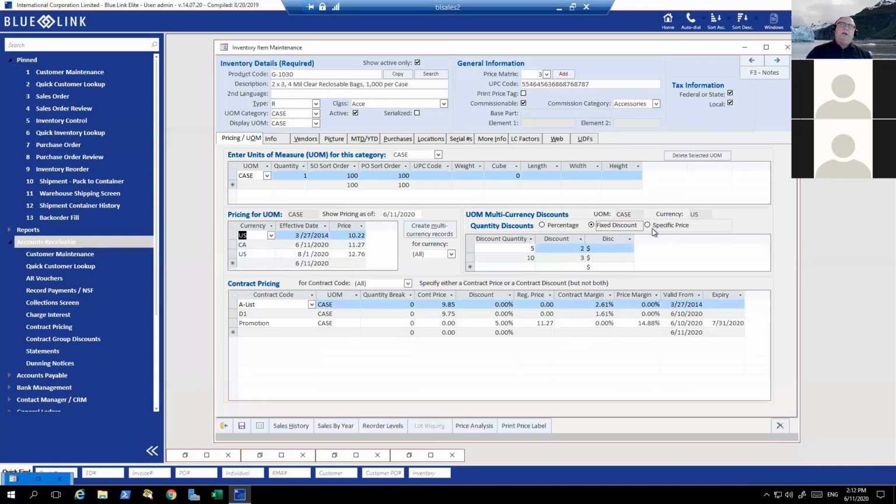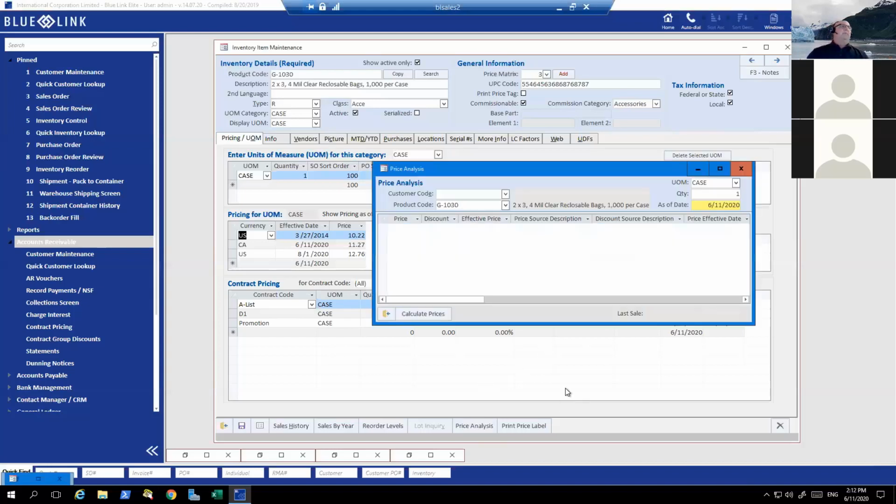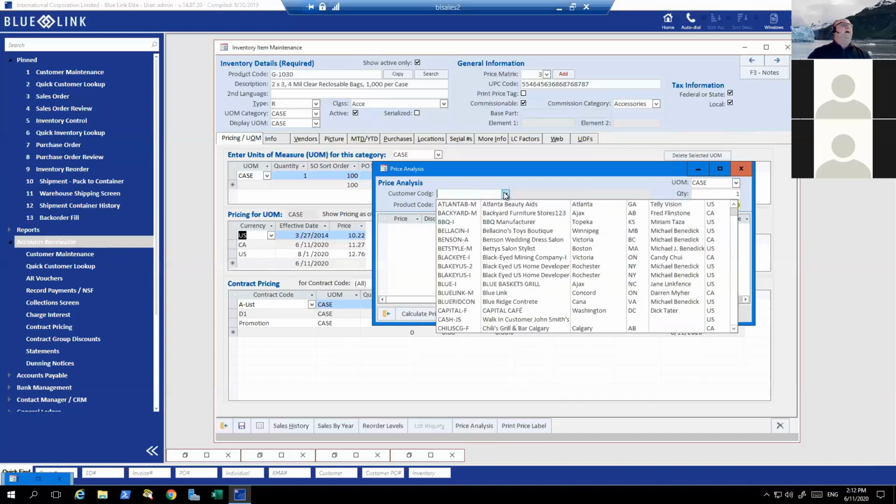And the last one here, to be very specific, is telling the system what you want the price to be. So it will not even use the UOM price anymore. For instance, if I say specific price $2, when someone buys 5 of this particular product, they're going to get it for $2. Okay, so it's very specific. You have to be looking at that. So let's see how this would actually work in a price analysis. I'm just going to pick a customer.